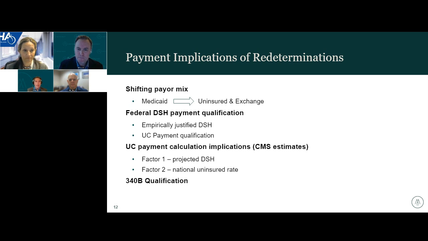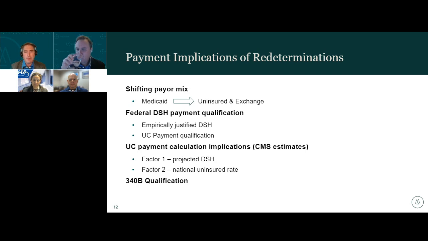Yeah, one other thing that I would mention is thinking about the payer mix shifts. A lot of the focus has been on shift to uninsured and exchange, which is definitely going to happen. But in a lot of these cases, we might also have some of these beneficiaries who are eligible for employer-based programs as well. And so that's something, thinking about it from a rev cycle perspective, we want to make sure we've got the mechanisms in place to get folks into those programs where that's possible.